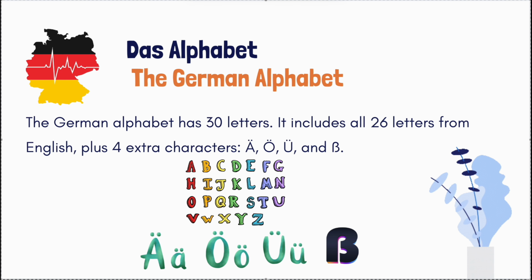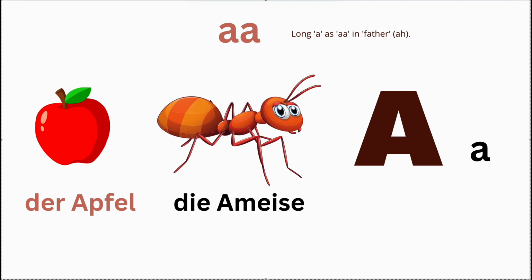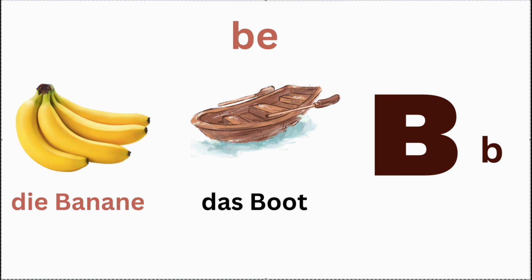First we have A, like we can say, for example, der Apfel, die Amsel, die Tante. Now repeat after me. Great. The next one is B, pronounced like "bay". An example would be die Banane, which means banana. Das Boot, which means boat.